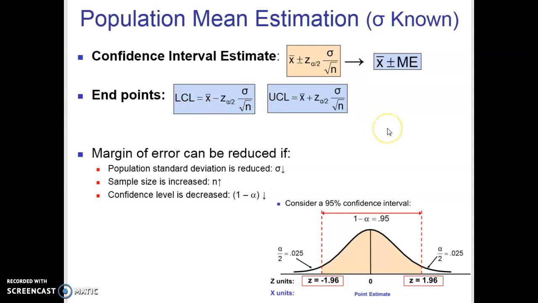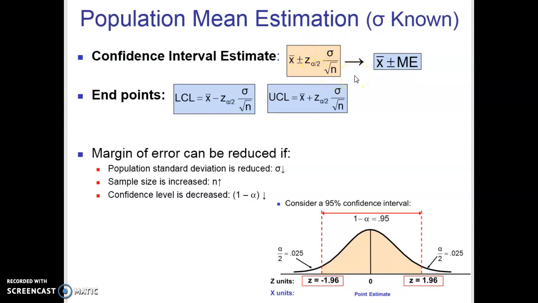One thing we like to do when estimating a population mean is try to minimize this margin of error. Because think about it, the smaller the margin of error, the closer our population mean is going to be to our sample mean. And there's three ways to reduce your margin of error. And you can see this in the actual formula here. For example, one way is if the population standard deviation is reduced, that is, if alpha is lowered, then our standard error is lowered, which reduces our margin of error.